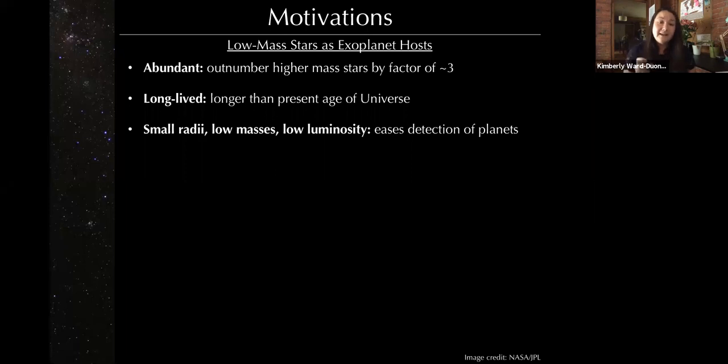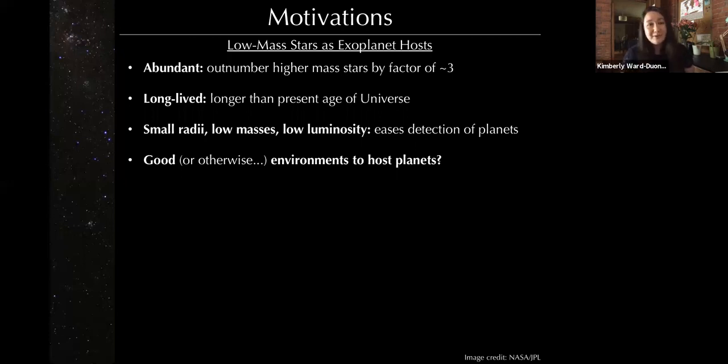The fact that these red, small, dim M-dwarfs are small and low luminosity actually makes detecting their planets quite a bit easier. And so that's sort of ripe territory to understand, the smallest planets are easier to detect around smaller stars. And then there's this sort of outstanding question that people argue about a lot, and we haven't really come to consensus of whether or not M-dwarfs are actually good environments to host planets.